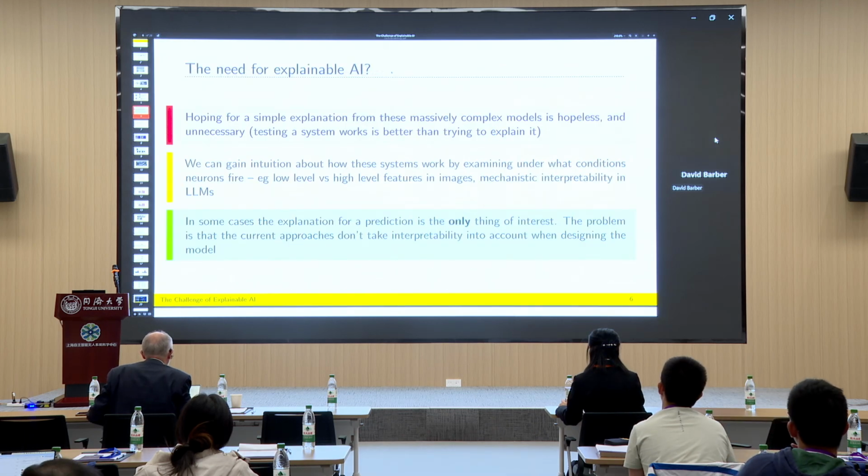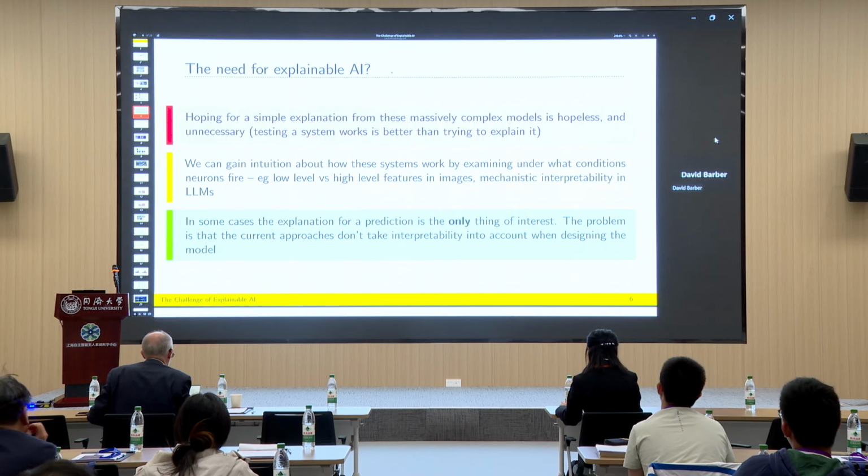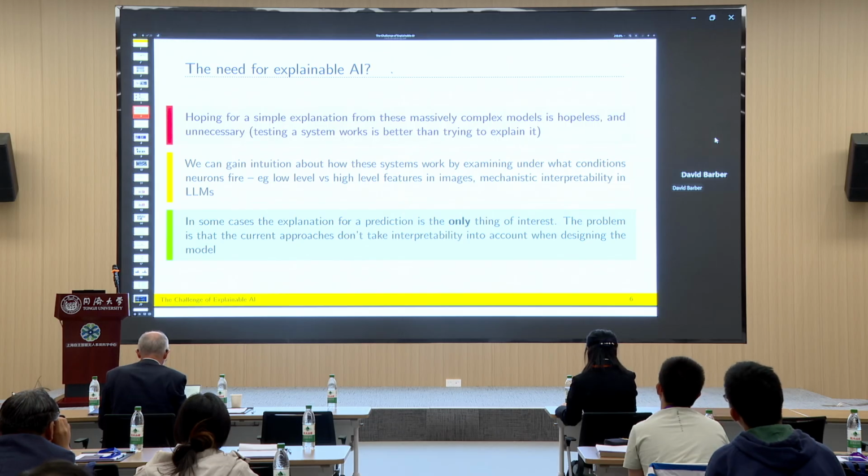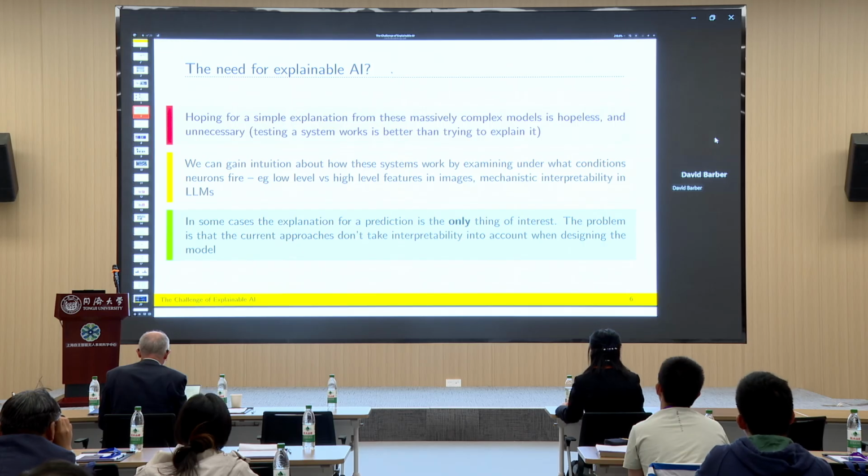So, of course, there are different perspectives on this. Some people might say, hoping for a simple explanation from these very, very complicated models is really quite hopeless. And maybe it's not even necessary. Some people will say testing a system to see that it works is better than trying to explain it, particularly if that system is so complicated. So that's one viewpoint which some people have.